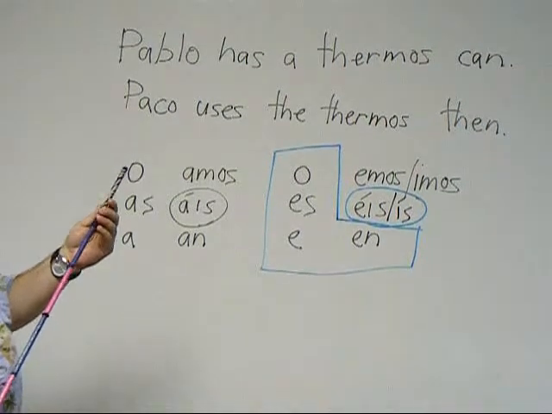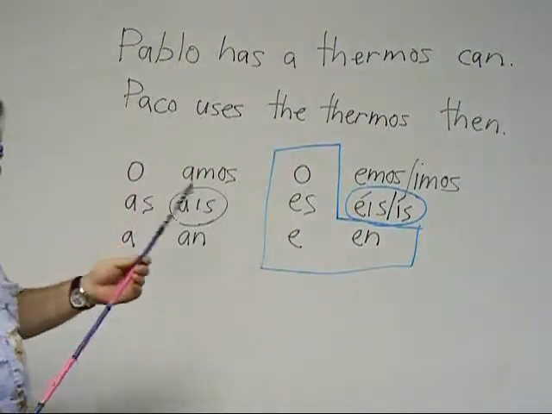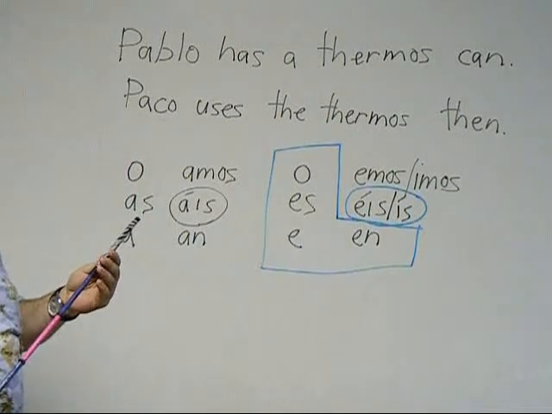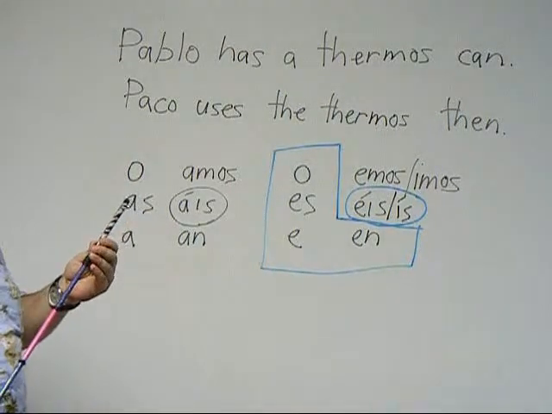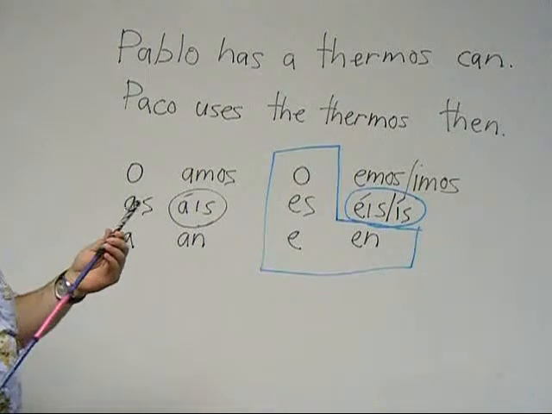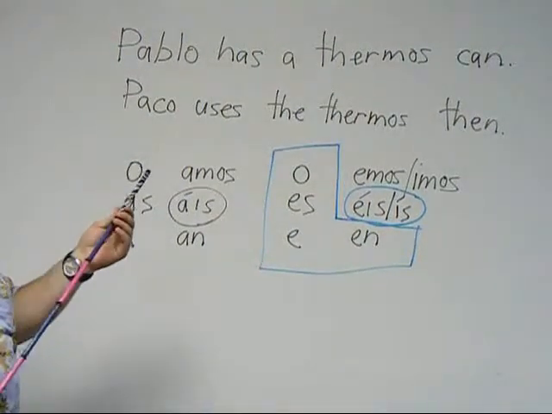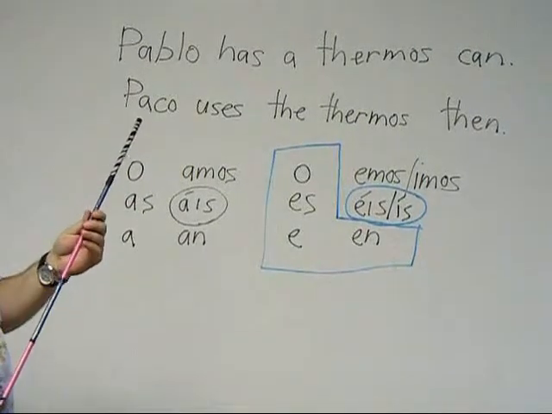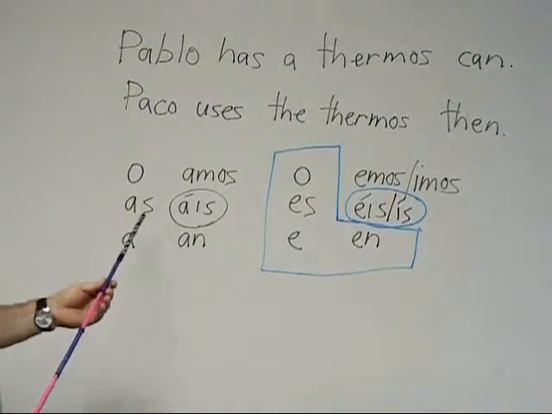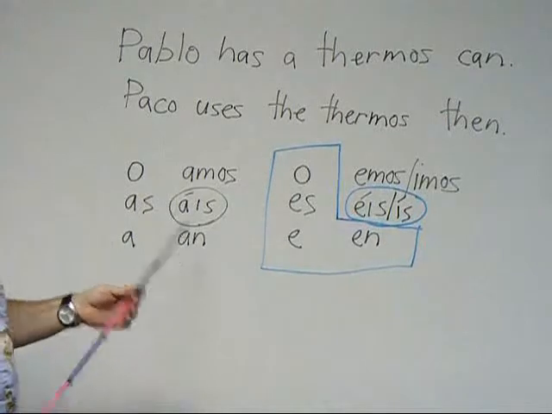Okay, you see on the board here I have two sentences and some verb endings. You may have already studied your AR verb endings and know how to conjugate your AR verbs. Today we're going to talk about ER and IR verbs, and we're going to compare those with the AR verbs. I have the AR verb endings here: o, as, a, amos, an.